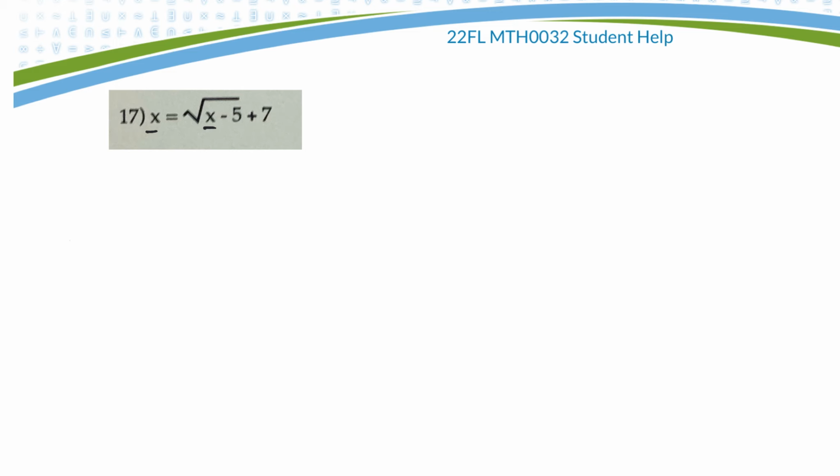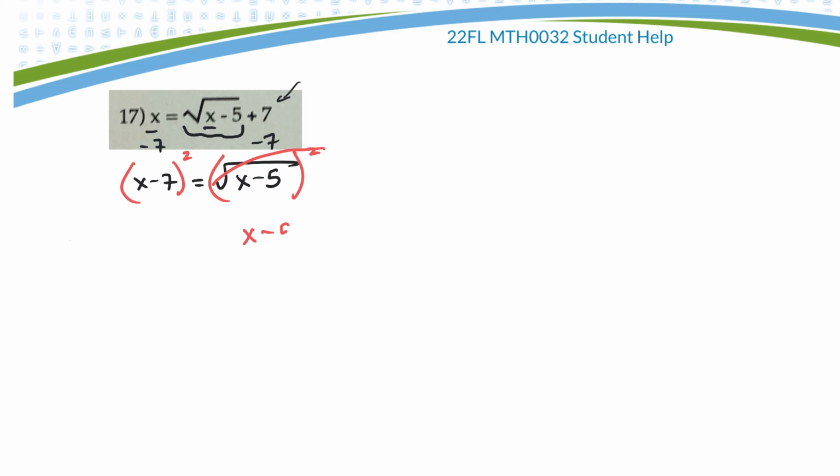So to do that, I need to isolate the thing that has the square root sign in it. So I've got to get rid of this 7. So subtract 7 on both sides. So I'll have x minus 7 is equal to the square root of x minus 5. Okay, now to get rid of the square root, I can square this side. I can do that as long as I also square the other side. So the square cancels that, leaving me with x minus 5.